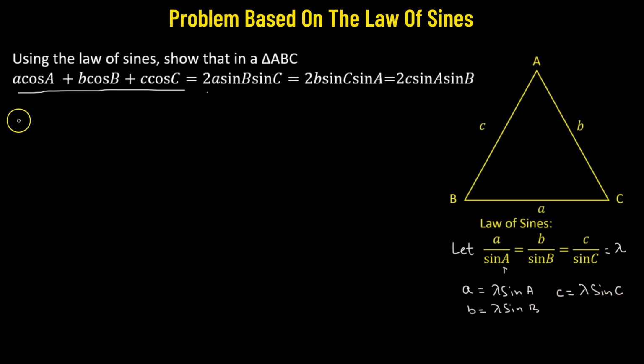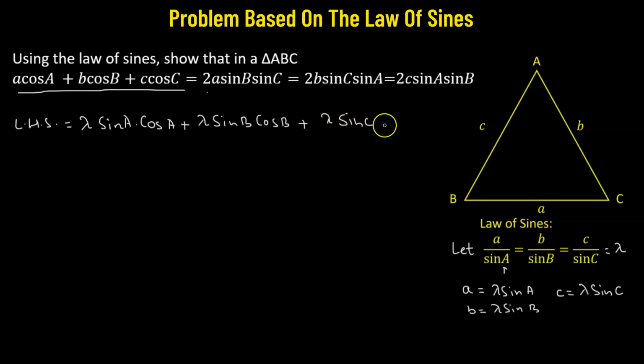Now we'll start from the left hand side. So here we have a times cos A. So a will be replaced with lambda times sin A multiplied by cos A. Then coming to the second term, b will be replaced with lambda times sin B multiplied by cos B. Then the third term, we are replacing c with lambda sin C multiplied by cos C.